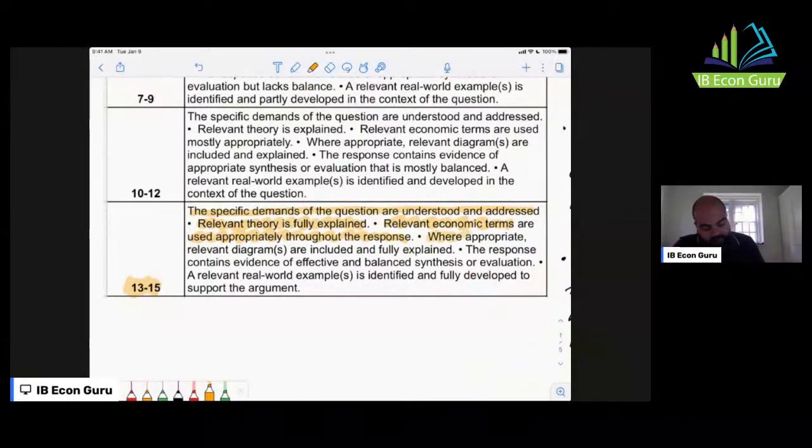Where appropriate, you need to make sure that relevant diagram or diagrams are included. You've drawn them and you have fully explained these diagrams. Diagrams should not just be drawn for decorative purposes.